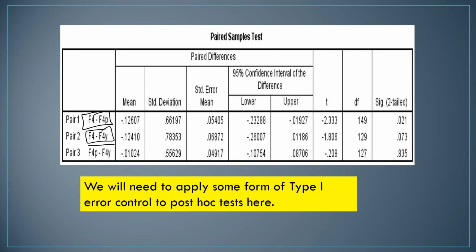Now this is best done as planned contrasts or planned comparisons, and you need to make sure that you do apply some sort of type 1 error control to ensure that you're not increasing the probability of a type 1 error too much here. So because of all these additional contrasts that are being done after you're doing a two-way within subjects design, you will need to apply some type of type 1 error control.